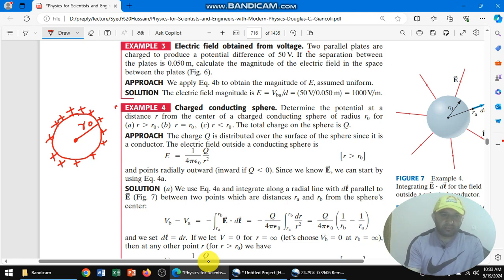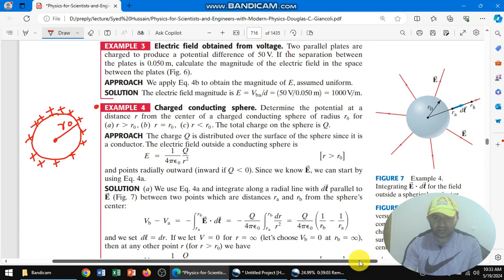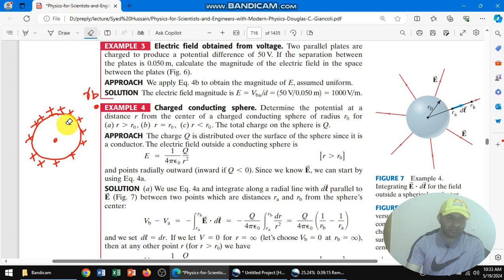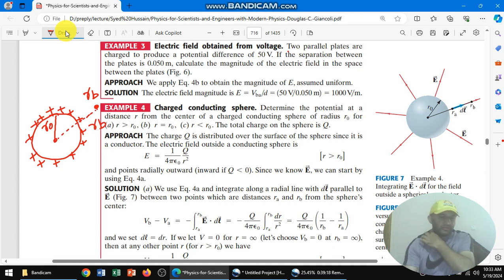So let us take an arbitrary point that is outside the sphere. Let's say this is point B, so the distance is rb. So this point is at the distance rb from the sphere. Let me redraw this figure. Suppose this is r naught, the original radius, and this distance is rb, and we have to find the potential outside the sphere.